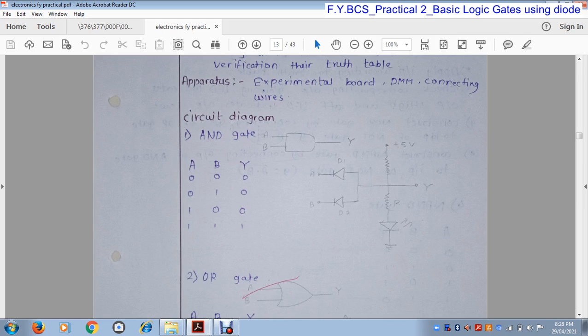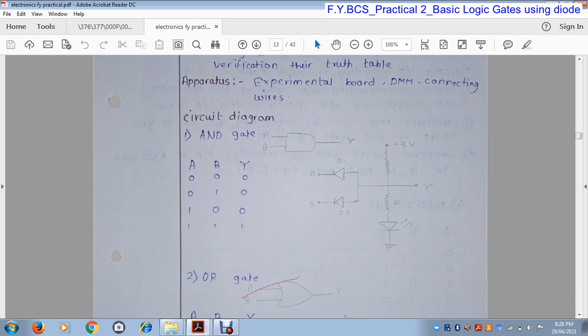Now we construct the AND logic using diodes. This is diode D1 and diode D2. This is the anode terminal and this is the cathode terminal. We know that the anode is positive and the cathode is negative. So this is diode D2, with its anode terminal and cathode terminal. Anode is positive, cathode is negative.